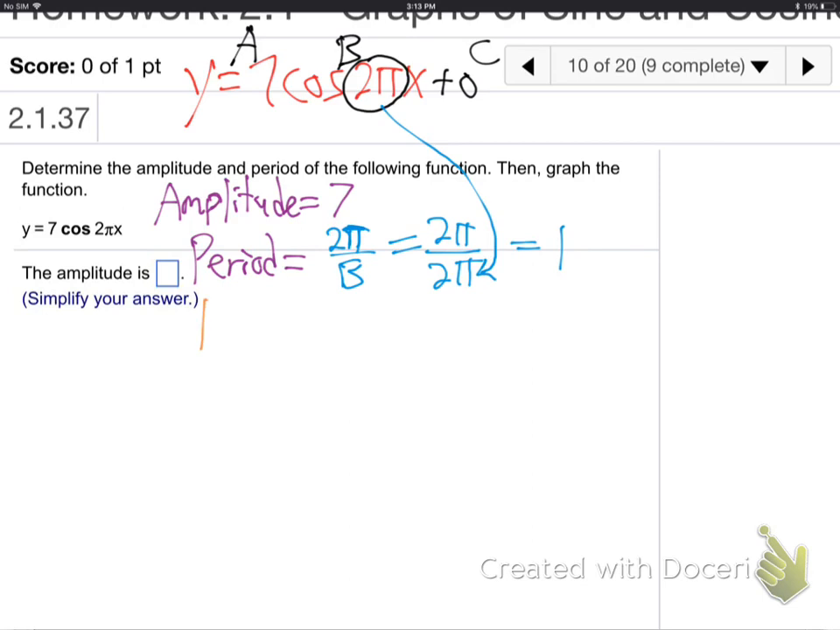And then finally, what's the phase shift? It's negative c over b, negative 0 over 2 pi. 0 in the top of a fraction, it's just 0. Doesn't matter that it's negative. Negative 0 is still just 0, isn't it?